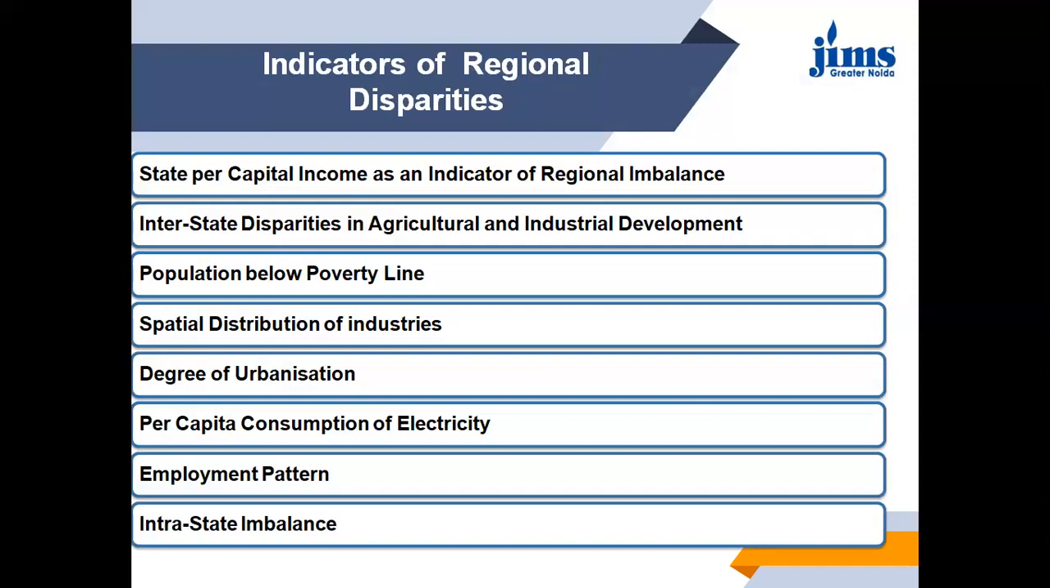Then employment pattern. The employment pattern of workers is also an important indicator of regional disparities. States attaining a higher degree of industrialization maintain a higher proportion of industrial workers to total population. So the average daily employment of factory workers per lakh of population is very low elsewhere. Then intrastate imbalance is another important indicator. It shows how at the intrastate level there is so much diversity. There is a growing tendency among most of the advanced states to concentrate their developmental activities towards relatively more developed urban and metropolitan areas of the states, while allocating industrial and infrastructural projects. So these are some of the indicators of regional disparity.